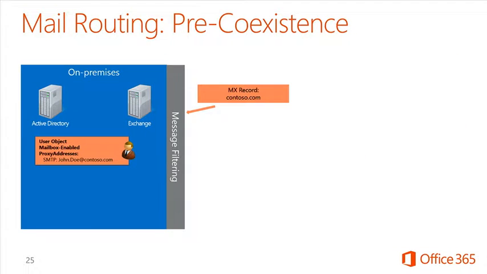Pre-coexistence, we've got some users who are enabled on-prem. We've got our MX record configured to point to the on-prem environment. In this case, we have a user, John Doe at contoso.com. Mail is sent. Mail flows inbound. We know how that process works.